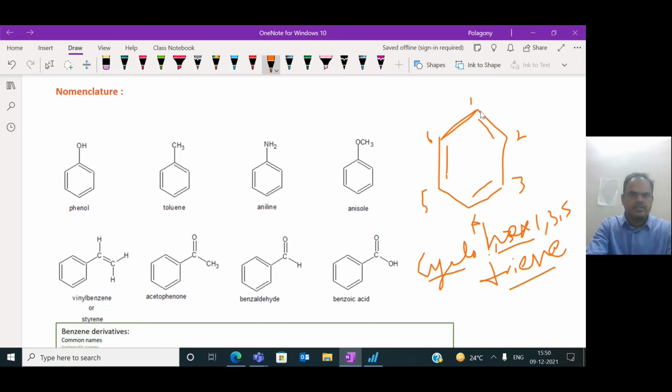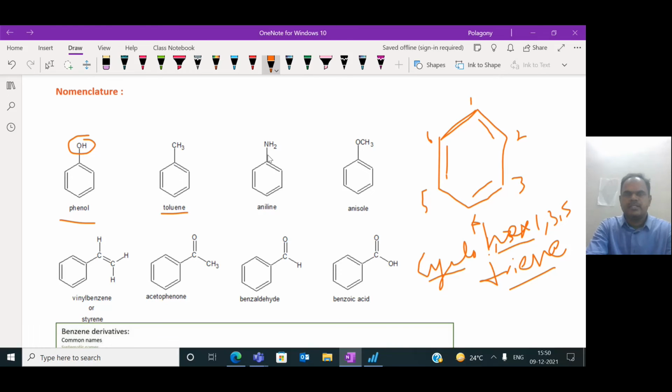On this benzene, if you remove one hydrogen and introduce OH in that place, it is said to be phenol. Even in the IUPAC name we write phenol. On the benzene ring, if a hydrogen is replaced by CH3, it is an alkyl benzene, and it is called toluene.